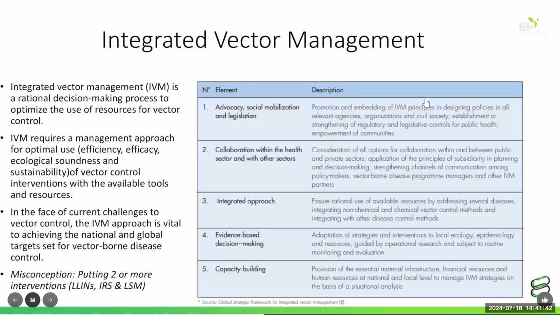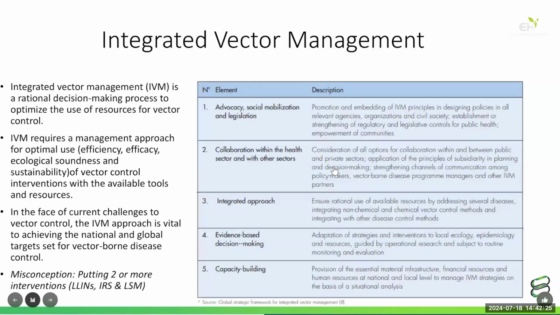These resources may not necessarily be within the malaria program or the vector-borne disease program, but you may have to think around how you collaborate with other sectors for you to put up an integrated management that uses your resources optimally. The elements that support this system, as you may be aware, are advocacy, social mobilization, and the issue of legislation. We are talking about insecticide here. How is the legislation that will enable countries to be able to register, for instance, the insecticide that they'll be using.